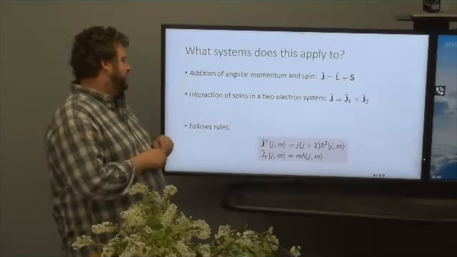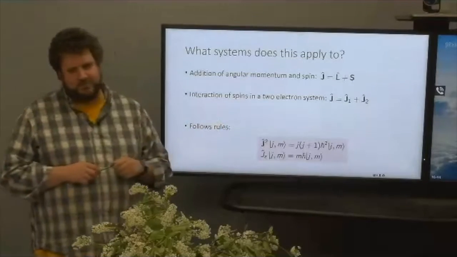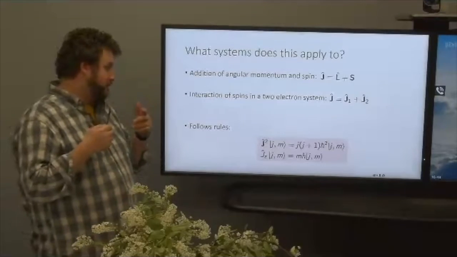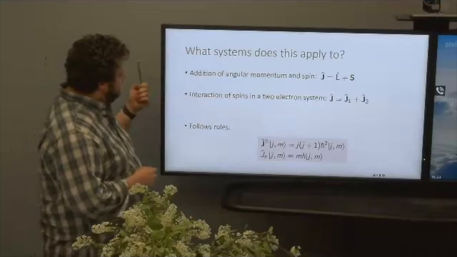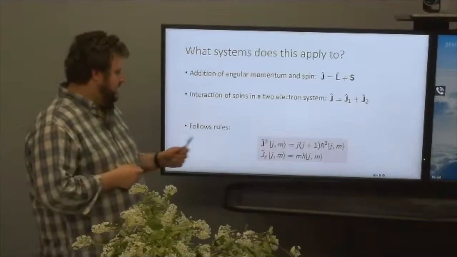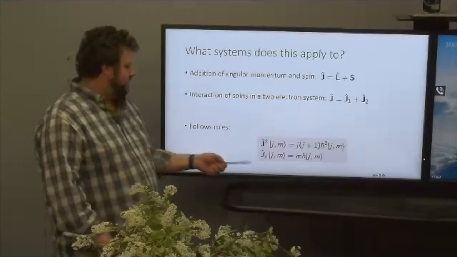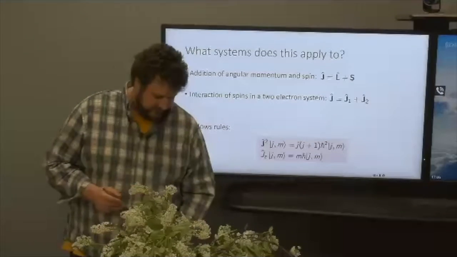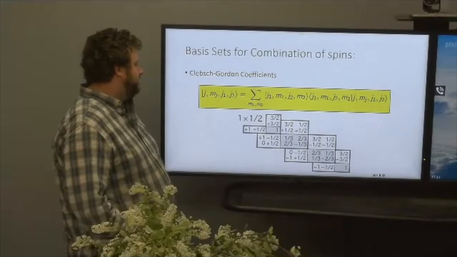Some examples of this would be the addition of angular momentum and spin in a system where you have, say, an electron that has an angular momentum and spin. You have to consider both, as in cases like spin-orbit couplings, and interactions of spins in two systems. So if you have more than one electron and they both have spin, how they interact. And we know that the spin generally follows these rules as far as which quantum states are allowed, and so those are still the rules for our system.